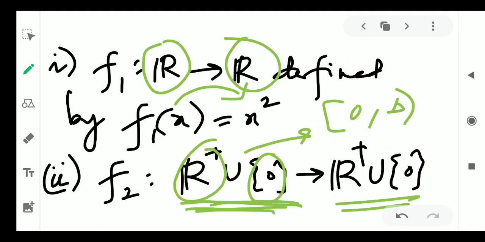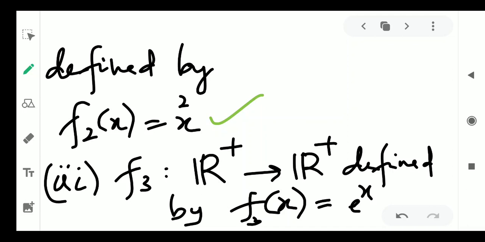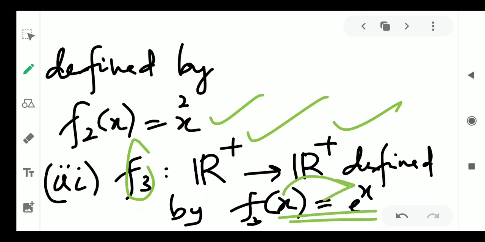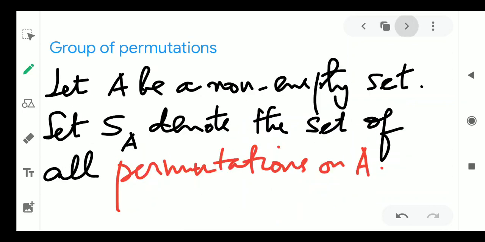The same as the previous function, which was from R to R. Now I have just taken a subset of R, and I'm defining the same function f2 of x is equal to x squared. See whether that is a permutation from the non-negative real numbers to the non-negative real numbers. Now the third one, the set of positive real numbers to positive real numbers. That is f3, defined like this: x goes to e raised to x. Is it a permutation on R plus? That's a question. So these three questions along with the first one can be taken as homework.